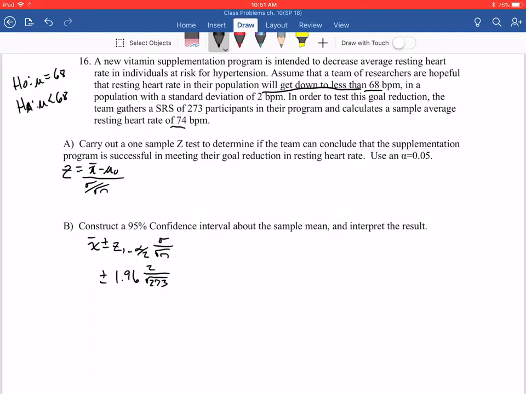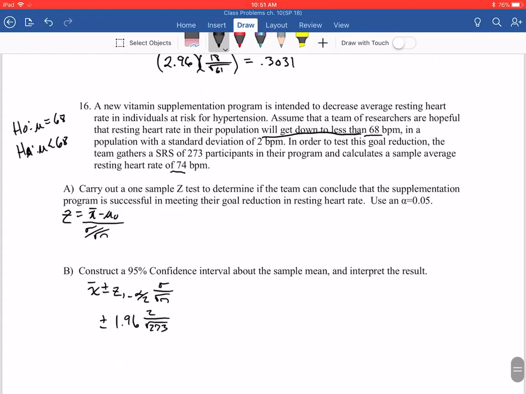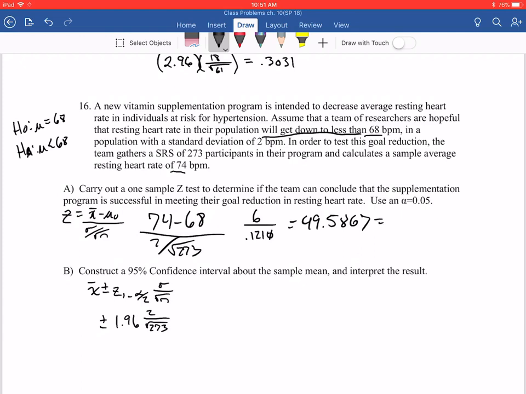So here's your Z test or Z stat calculation. You're going to have your 74 minus 68 all over 2 divided by the square root of 273, and that's going to be 6 over 0.1210, which equals 49.5867. So that's our Z stat right here, equal to 49. And that's telling us that this is 49 standard deviations away from the mean.